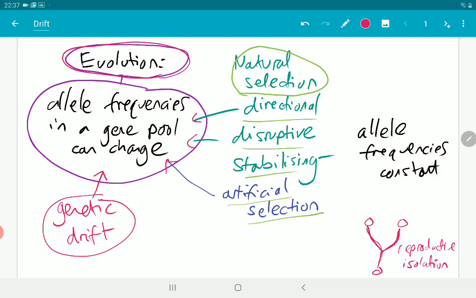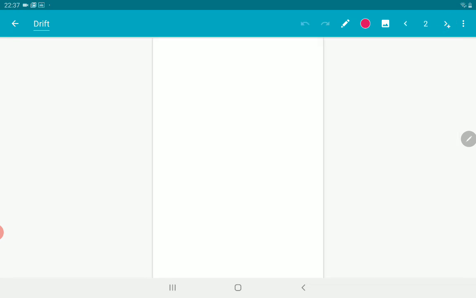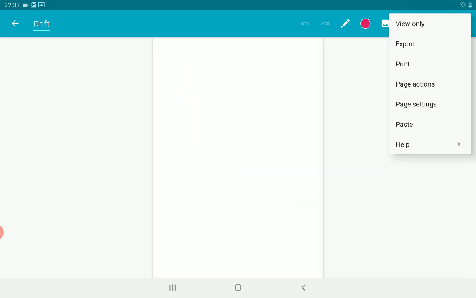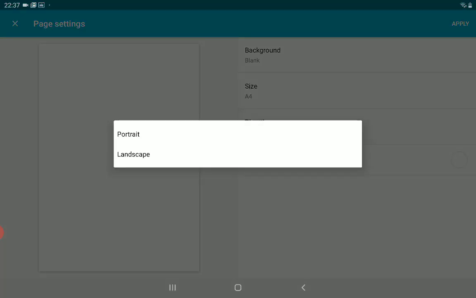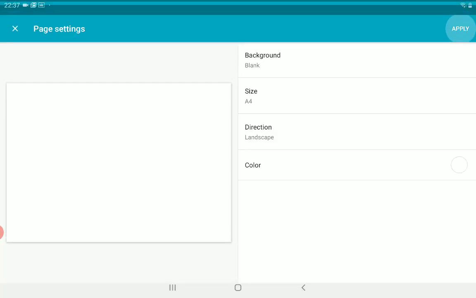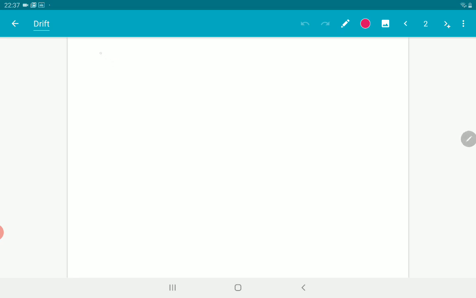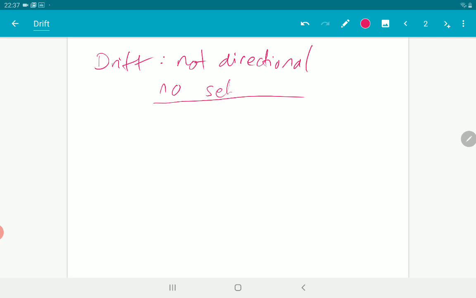Now, genetic drift, as it sounds, is where there is no direction. So this is not directional selection. In other words, there's no selection. It's chance. This is a chance event.